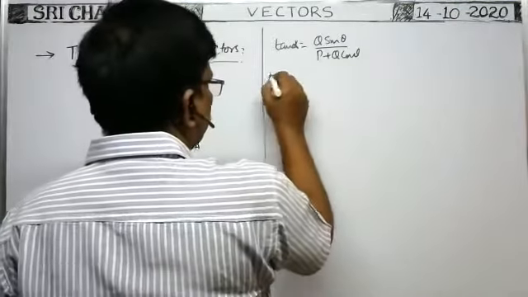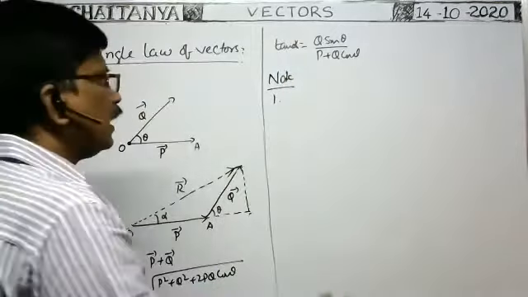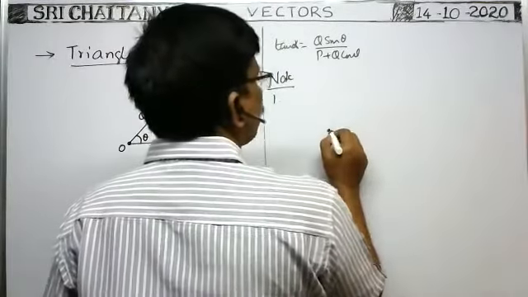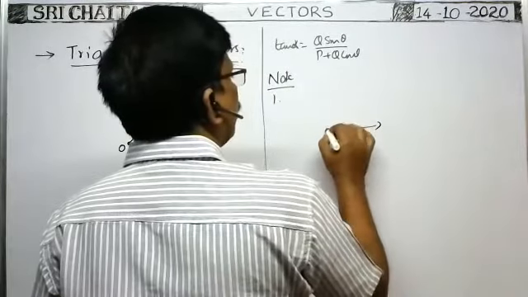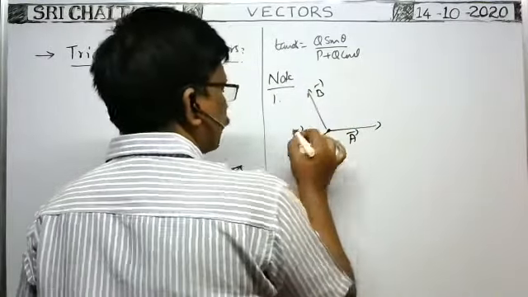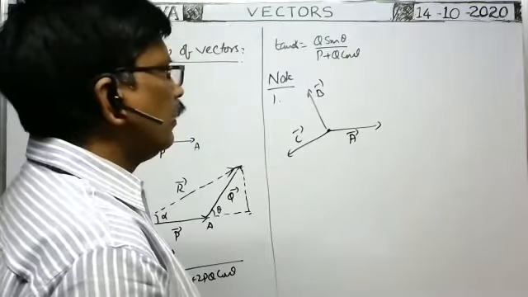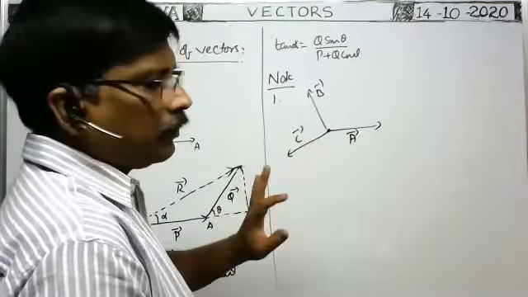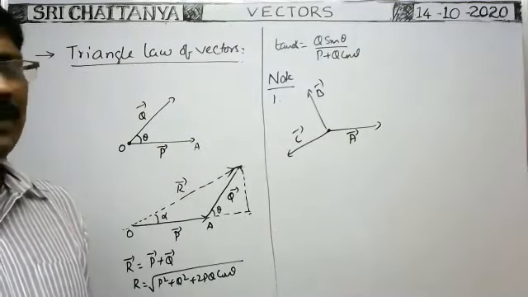So in this, note the points. Note 1. Suppose three vectors act on a particle simultaneously. It is one vector A bar, here is another vector B bar, and another vector, say C bar. When three vectors act on a particle simultaneously and keep the particle in equilibrium, suppose these are the three forces acting on the particle simultaneously, keeping the particle in equilibrium.